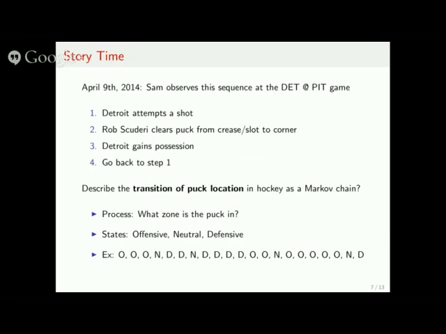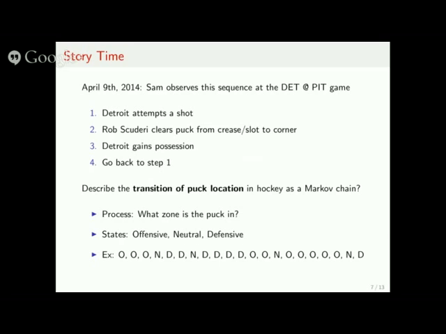And Rob Scuderi clears it to the corner, which is good. We don't want the puck to be right in front of our goal, so we clear it to the corner. But then Detroit gains possession, and they pass it back to the point, and another shot happens. And then Scuderi clears to the corner. And then it goes back to the point, and then another shot happens. And this happened like 5 or 6 times.